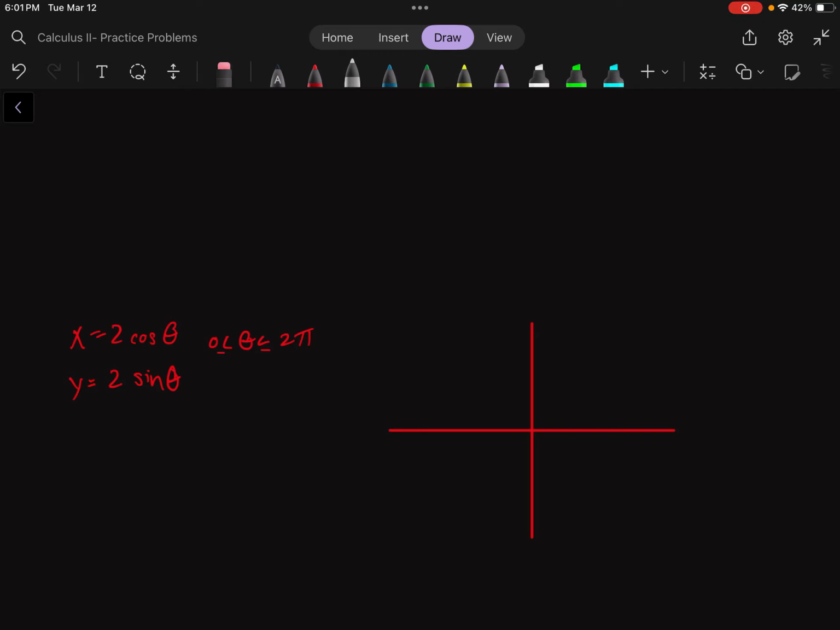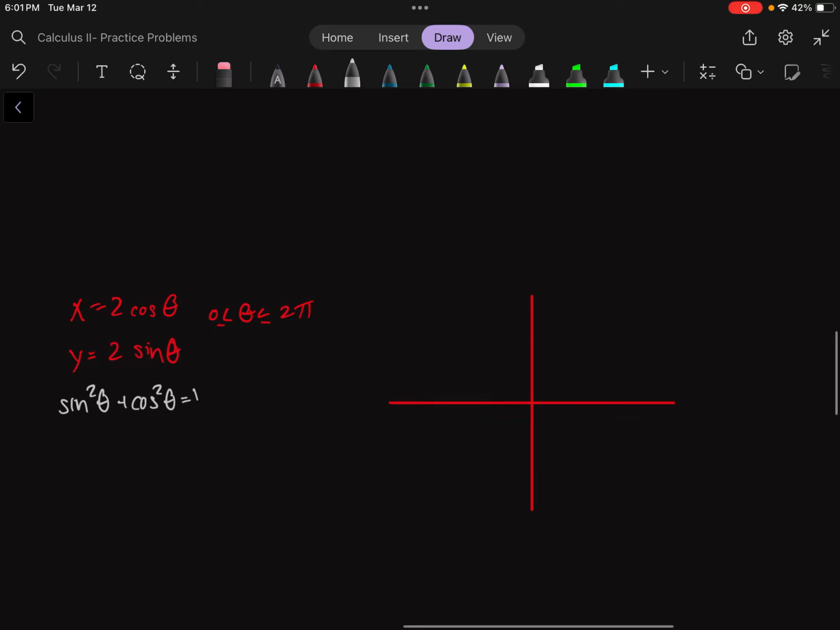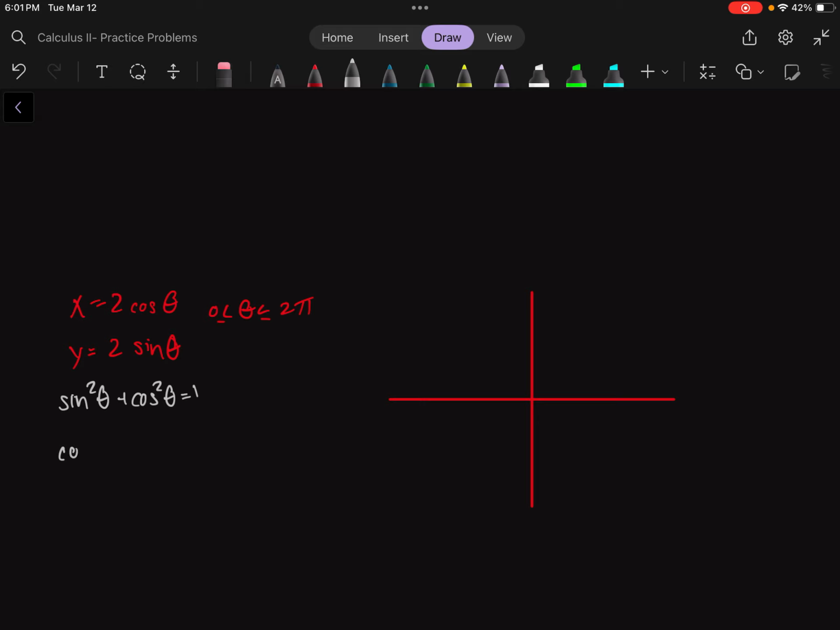But how would we do this without the calculator? We're going to make use of the fact that sine squared theta plus cosine squared theta equals 1. So we're back to this Pythagorean theorem. Can we figure out what cosine theta is? Yeah, it's just x over 2. Sine theta is just y over 2.